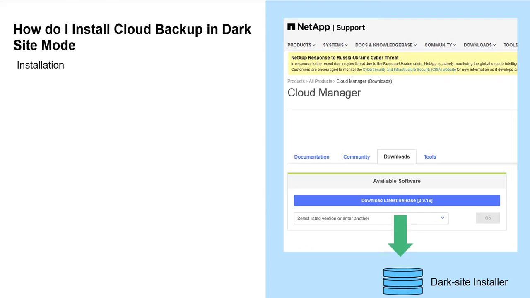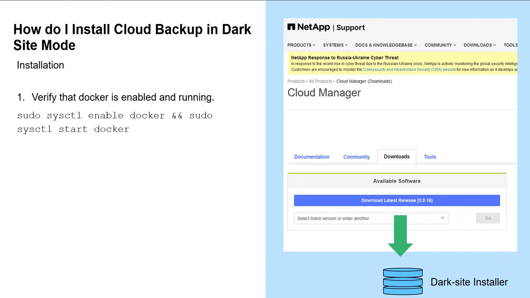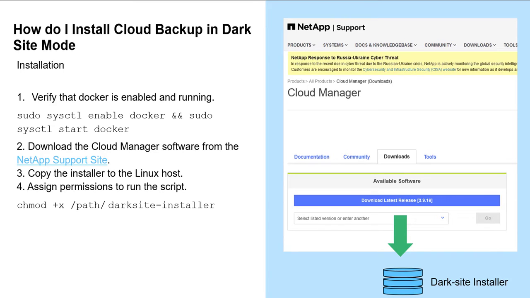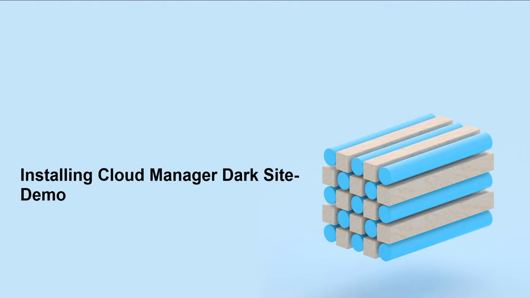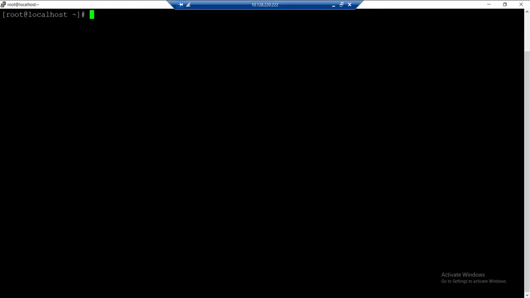How do I install Cloud Manager Dark Site with Cloud Backup Service? First, make sure that Docker is installed and running. Download the build from the NetApp support site. Set the required execute permissions on the build. And finally, run the installer. Let's look at a quick demo to see how to install Cloud Manager Dark Site with Cloud Backup Service.